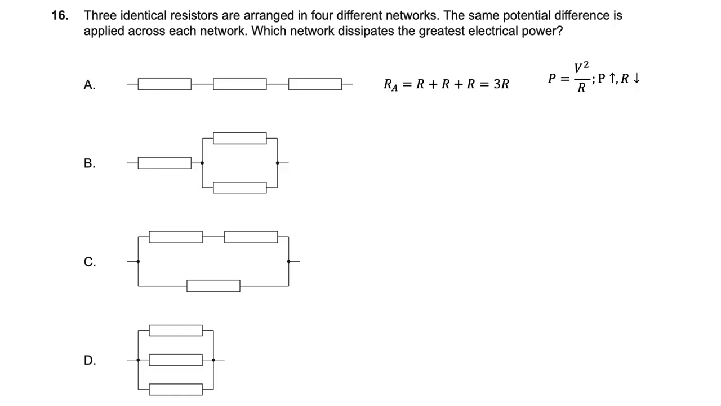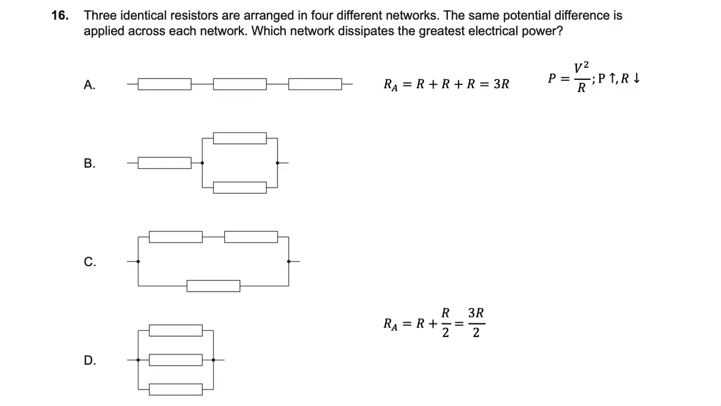So if we've got our top one here, it's a series combination. We've got RA is equal to R plus R plus R, and then we've got 3R there. So that is going to be our highest resistance because when we add resistors in series, we are going to increase the resistance.